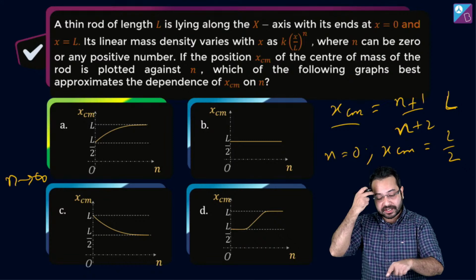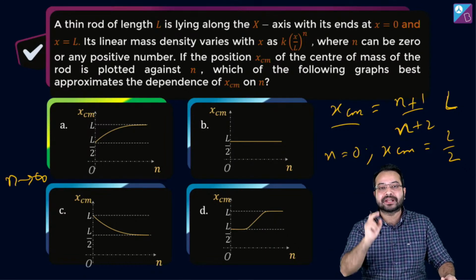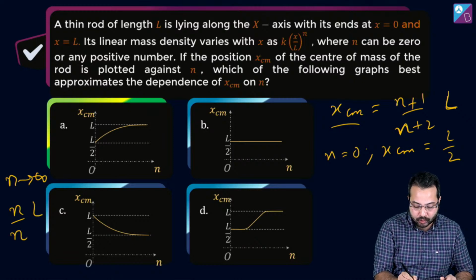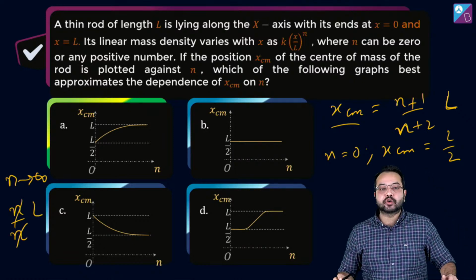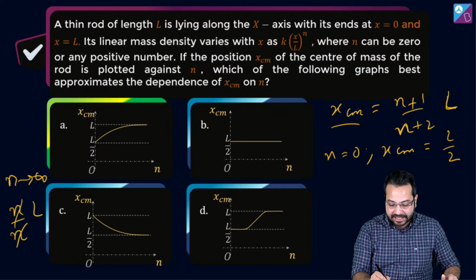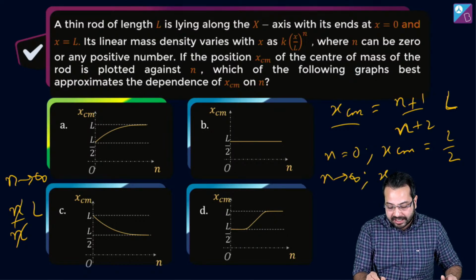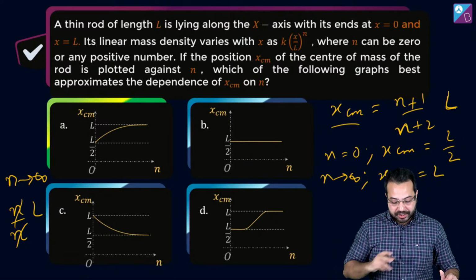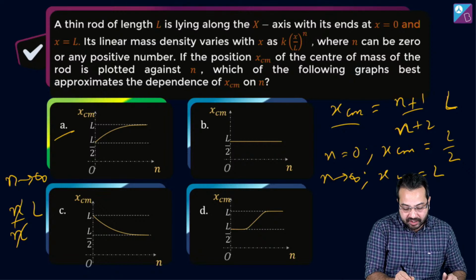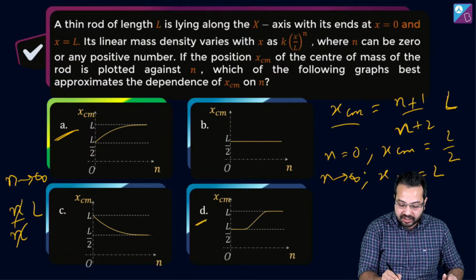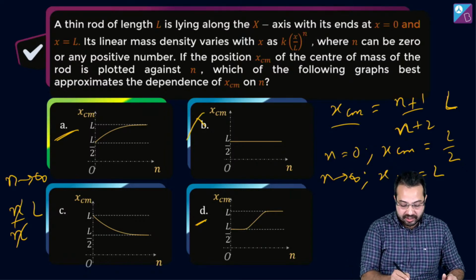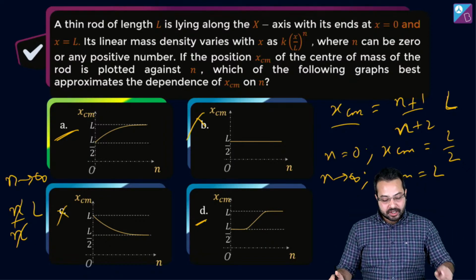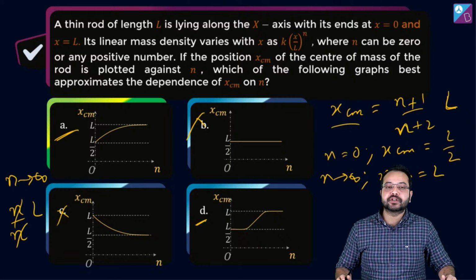So basically what are we saying? That if n is infinity, you can neglect 1 with respect to n. So this is going to become n divided by n into L. So when n is tending to infinity, we'll get XCM as L. Okay, so which graph corresponds to this result? There is a graph A and there is a graph D. Graph B certainly won't be the answer. Graph C certainly won't be the answer. Can you see that? Now out of these two graphs, what is it going to be?